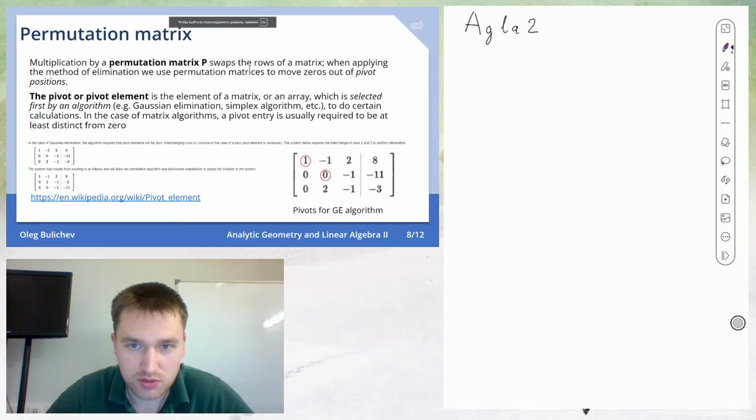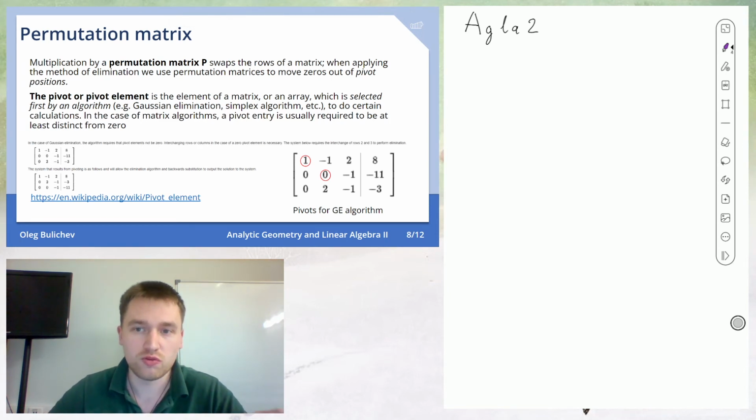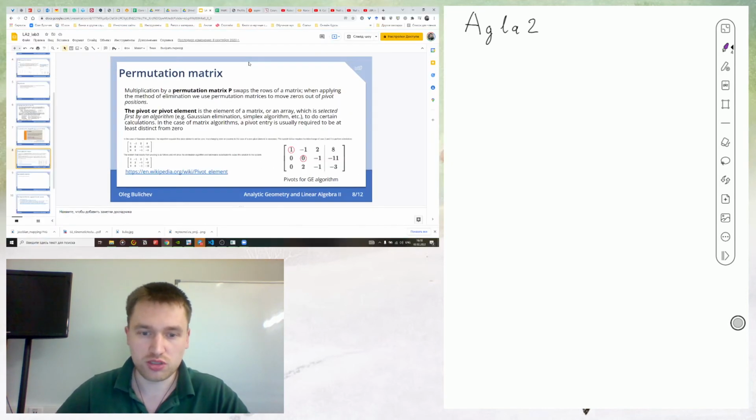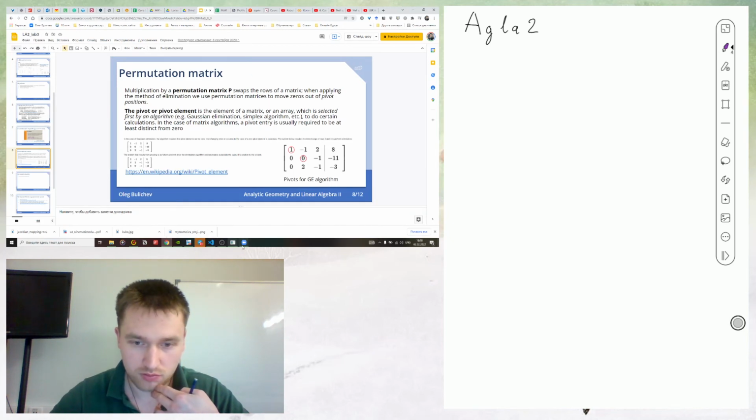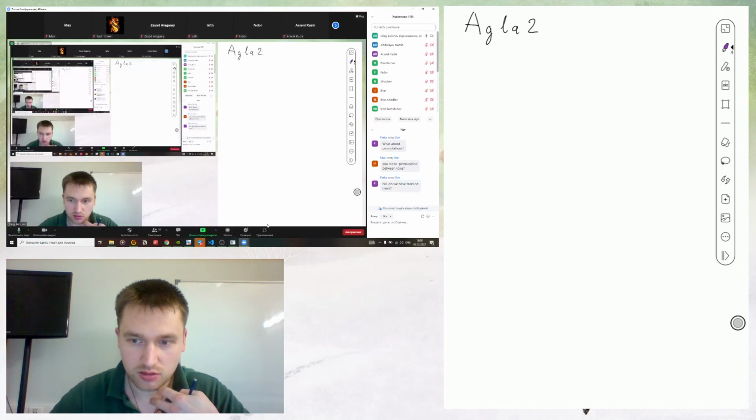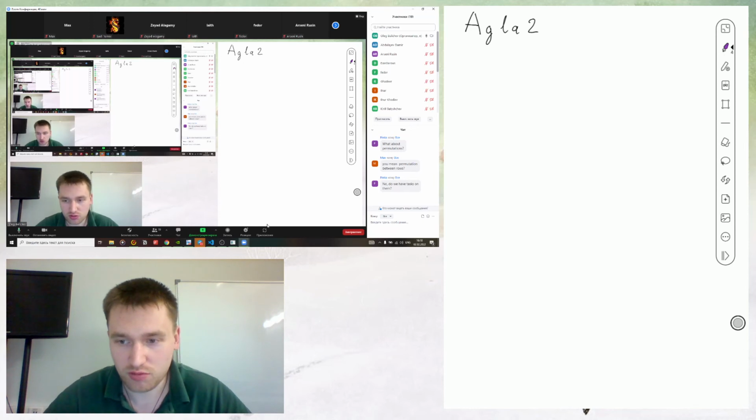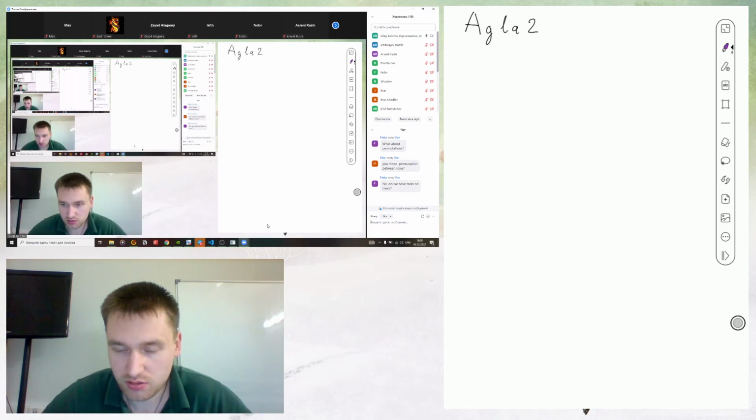When applying the method of elimination, we use a permutation matrix to move zeros out of the pivot positions. Yes, in this sense it can appear. For instance, I prepare for you a matrix which cannot be solved by using LU decomposition, but you need to obtain the permutation matrix first. In this case, yes. Right now I cannot imagine some other tasks.